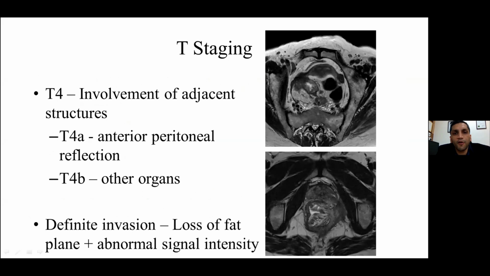T4 includes the involvement of adjacent structures. T4A is the involvement of anterior peritoneal reflection, and T4B is the involvement of other organs. We talk about definite invasion when there is a loss of fat plane or abnormal signal intensity. In this particular case, you would see the tumor actually invading, going beyond the mesorectal fat and almost up to the lateral pelvic wall. In this particular case, it is involving the anterior peritoneal reflection and going beyond it.